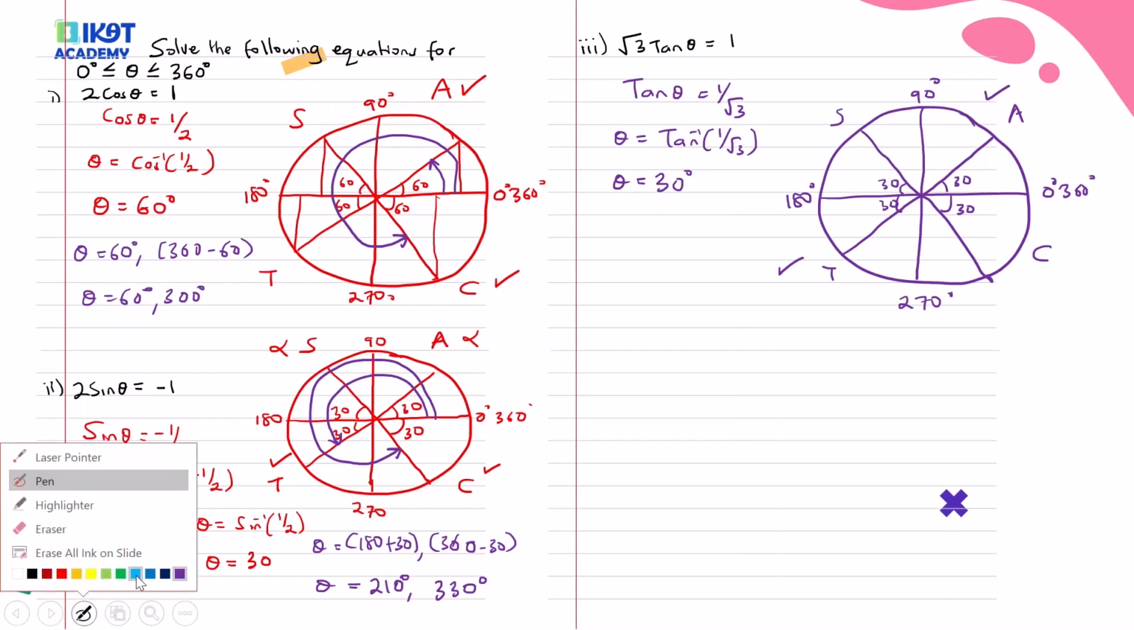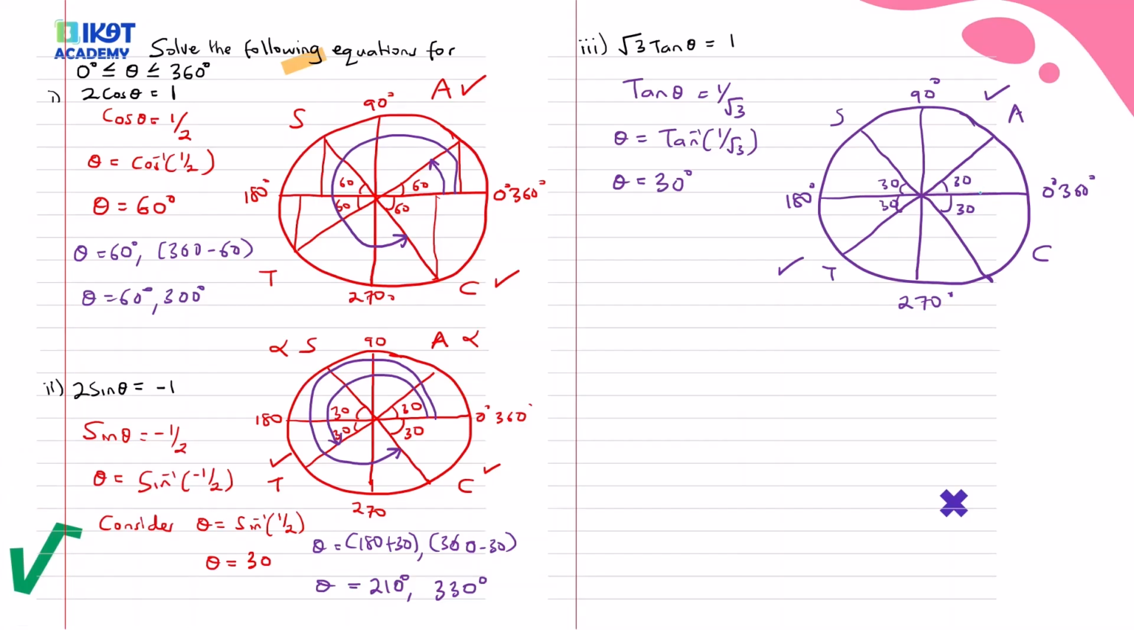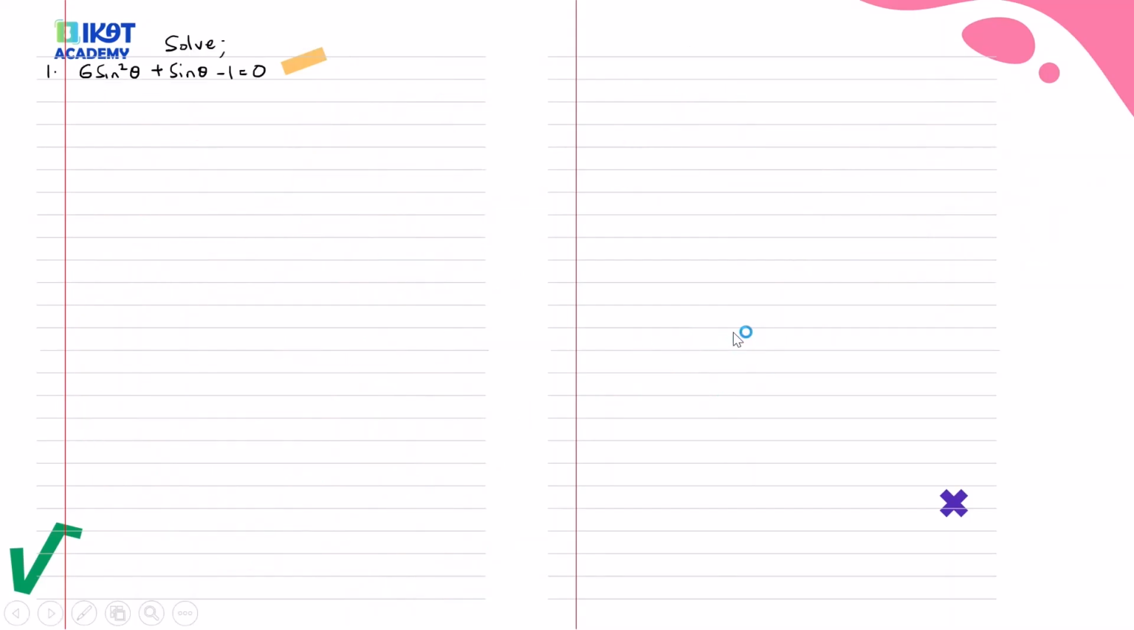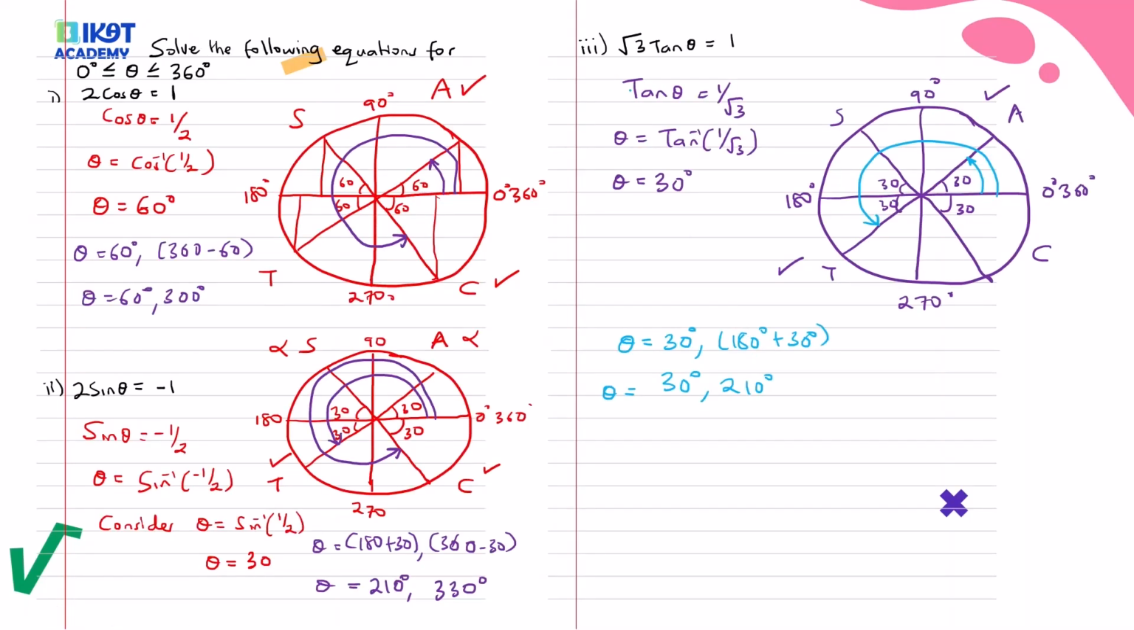Then let me try to change color because I don't want to make this so crowded. So the first thing we go up to here, then we go up to this region. So what is theta? Theta is going to be 30. That's the first 30 degrees. The second will be 180 degrees plus 30 degrees. So theta is going to be 30 degrees, comma 210 degrees. And when you substitute this into the equation, it fulfills the equation. So that shows we have our answer.